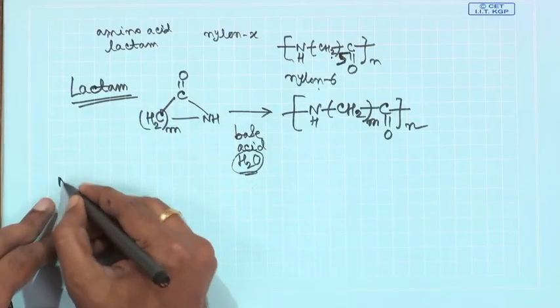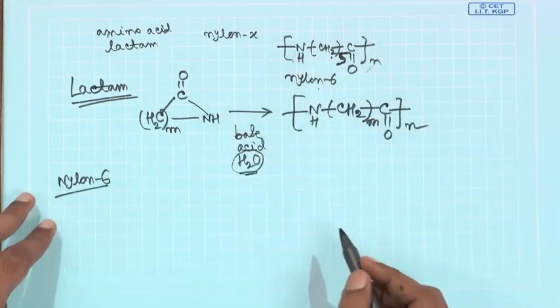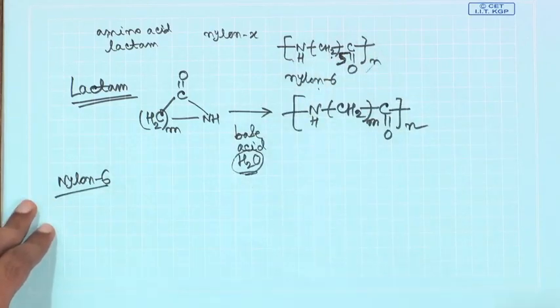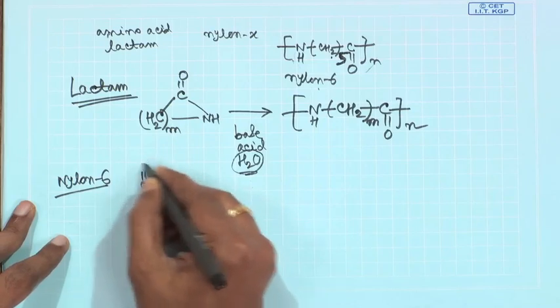So, how do you prepare nylon 6? How do you prepare nylon 6? So, what you do basically, you start with what you call as caprolactam.